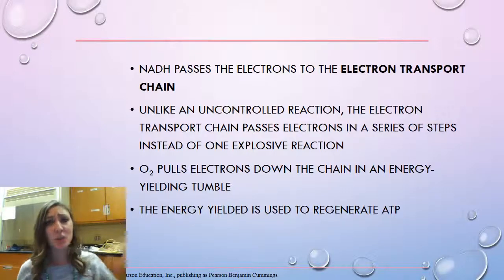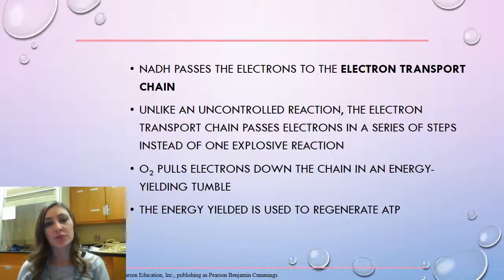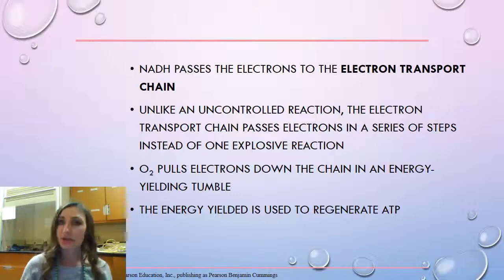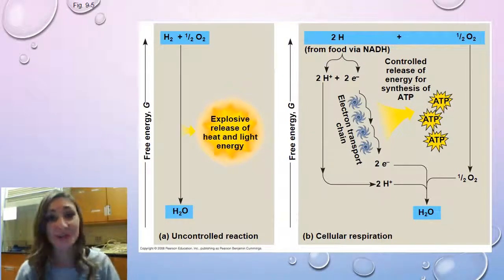So oxygen is going to pull the electrons down the chain, and that is going to release energy as it moves through the electron transport chain. And we use this energy that's released to regenerate ATP. That's our big goal, to make ATP, which can do work in the cell. Because we like pictures, this is what it looks like pictorially.